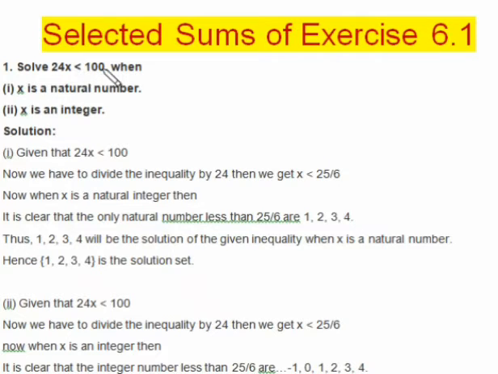Solve 24x less than 100 when x is a natural number, and when x is an integer. Here the given inequality is 24x less than 100. Now we divide the inequality on both sides by 24. We get x less than 25 upon 6. It is given that x is a natural number. That means it takes all the natural number values less than 25 by 6. It means 1, 2, 3, 4. Its solution set is {1, 2, 3, 4}.